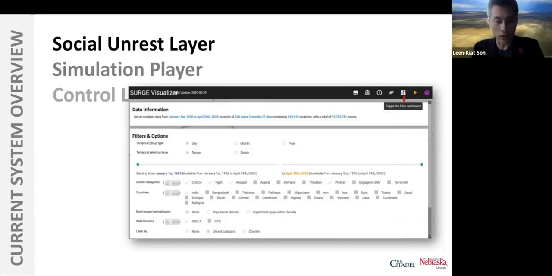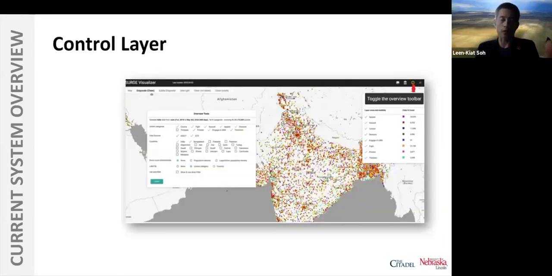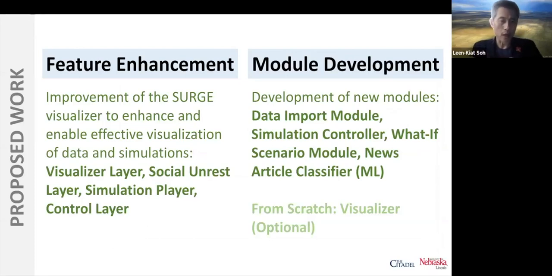We have different categories of social unrest that we collected in real time from global databases, GDELT and GTD, for different countries. We also have a simulation player where we can specify the starting time and the ending time for a particular duration. Then we can see the intensity of the events in different regions evolve over time. We also have a control layer for how we color code our data points on the screen.